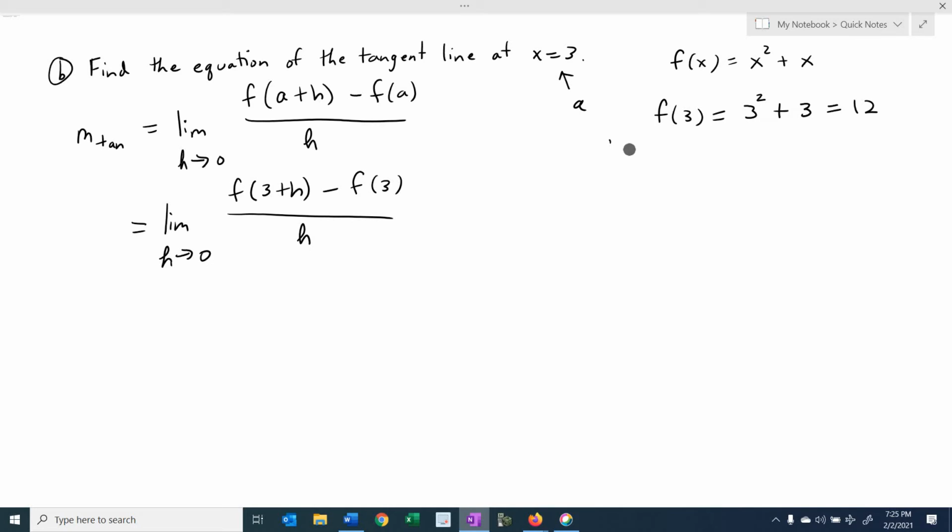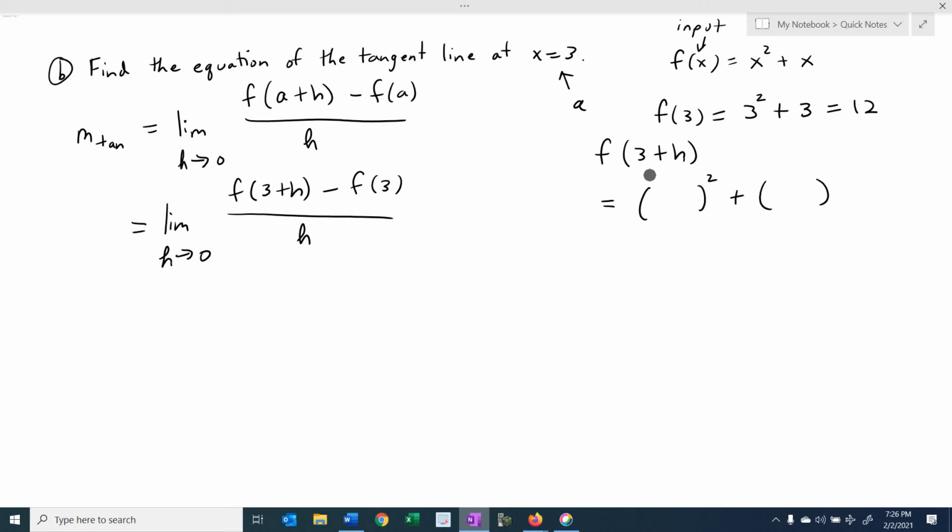Now, we need to find f evaluated at 3 plus h, which is a little bit harder. But if you're careful about how you think about this, remember, that's your input. We're calling it x. What does this function do to whatever you put into it? It takes the input and it squares it, and then it adds it to that same input. That's what this function does to the thing that you put into it.